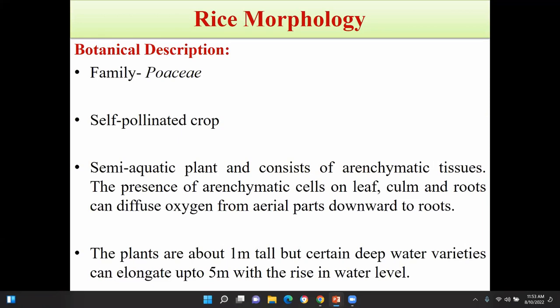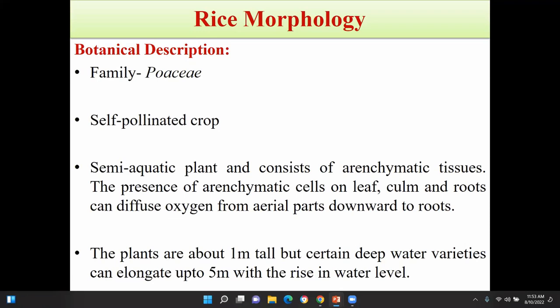Okay, rice belongs to the family Poaceae and is a self-pollinated, semi-aquatic crop. An aquatic plant means that for the full life cycle it grows in the water, under the water. For a semi-aquatic plant, water is needed during one period. After the maturity period, after the grain filling stage, it does not need water. Okay, so semi-aquatic. The leaf, culm, root and all the things I will explain; I already explained them.